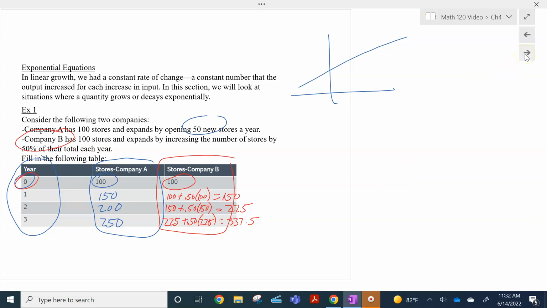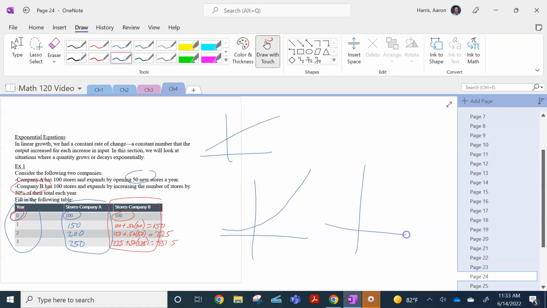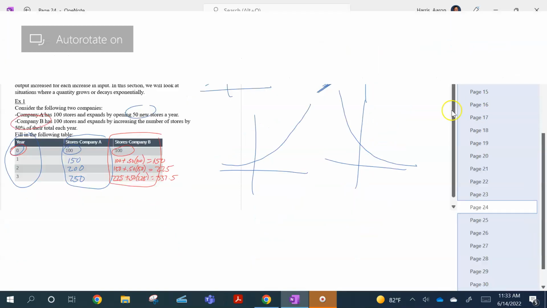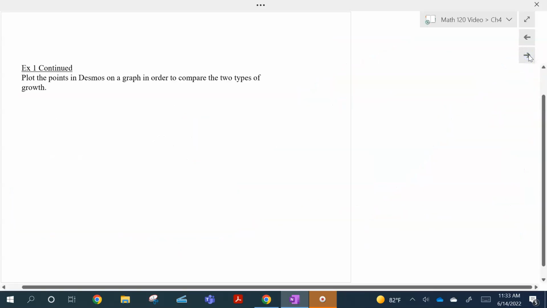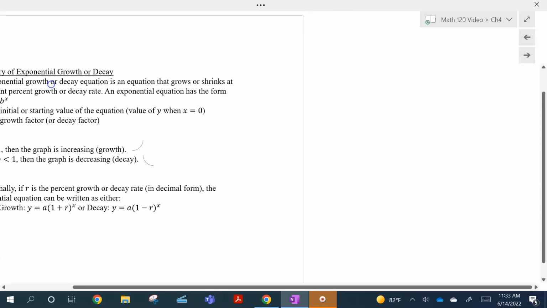So linear, you have a constant rate of change. Exponential, you could have a percent increase, or maybe a percent decrease would be exponential decay. So here's exponential growth. Exponential decay would look something like that, right? And of course, your linear lines are just straight lines that we've talked about. So exponential growth or decay will be in this form.